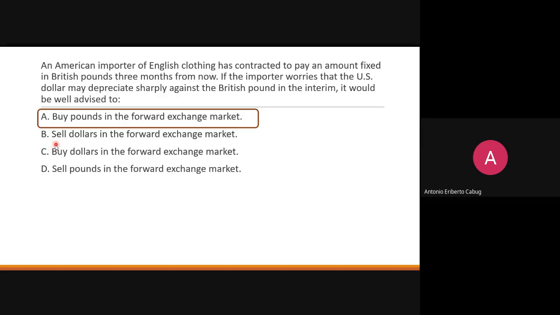The only problem with letter B is that it's not clear what you're going to exchange the dollars for. If you read letter B, it's not clear what you are exchanging the dollars with. Are you buying yen? Are you buying pesos? Euro? It's not clear. A and B technically are both correct, but letter A is clearer. I hope that's clear to you. A is the best answer. B is technically correct, but it is not clear whether the dollars are exchanged for pounds, euro, pesos, yen, etc.